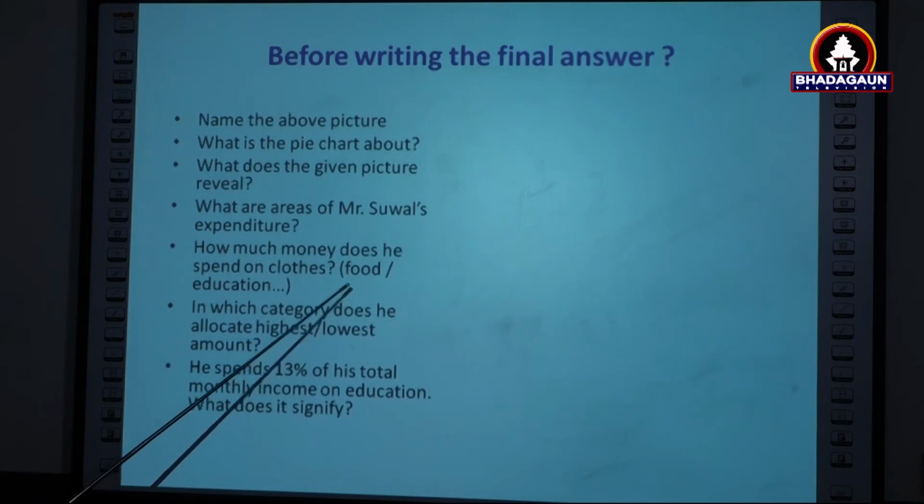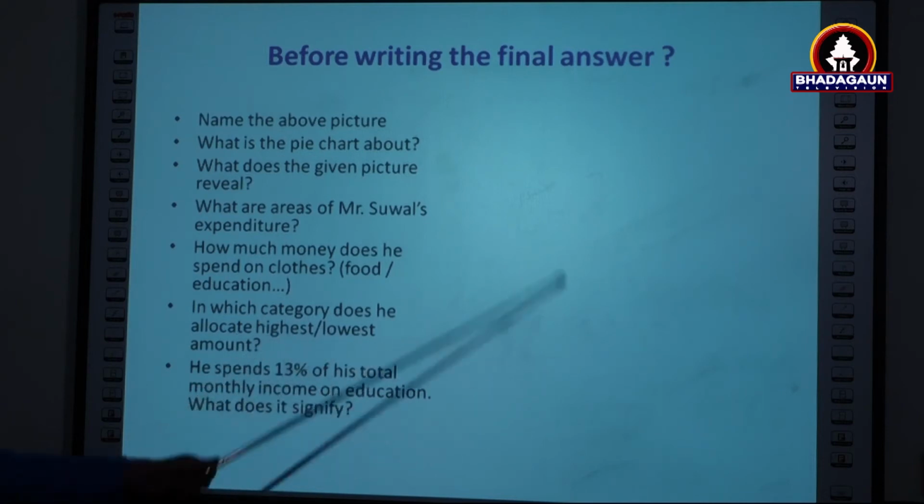Similarly, you can ask the next question: how much money does he spend on food, how much money does he spend on education and other areas. In which category does he allocate the highest or lowest amount, in which category does he spend the highest amount of money or the lowest amount of money. You have to answer this question also.